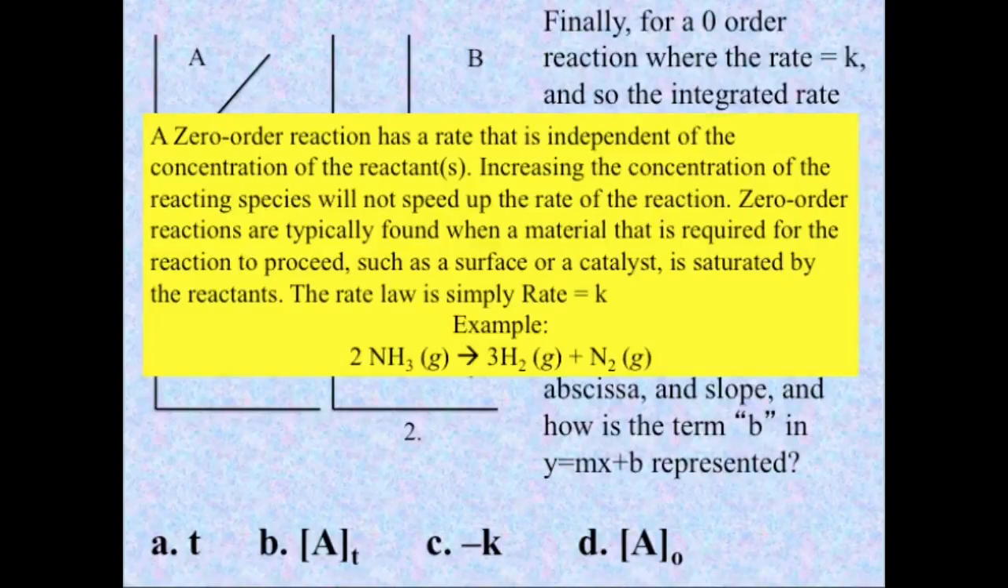A zero-order reaction has a rate that is independent of the concentration of the reactant or reactants. Increasing the concentration of the reacting species will not speed up the rate of the reaction. Zero-order reactions are typically found when a material that is required for the reaction to proceed, such as a surface or a catalyst, is saturated by the reactants. The rate law is simply rate equals k.